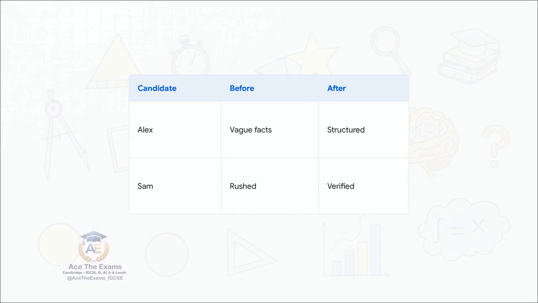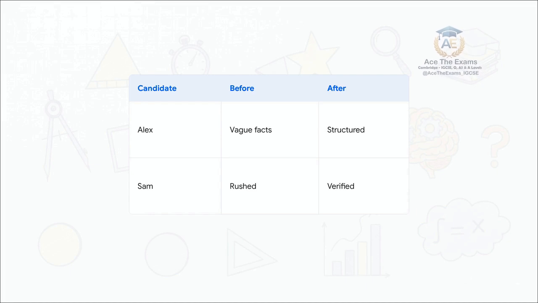Remember Alex? Alex's before was just vague fact dumping, but after applying the method mark strategy, Alex now uses a highly structured execution of steps 1 through 3. Instead of scribbling all 3 cosine double angle identities on the side of the page, Alex now explicitly writes, since the equation contains sine theta, use cosine 2 theta equals 1 minus 2 sine squared theta. Boom, the logic is declared, the examiner smiles, and the method mark is securely in the bag.